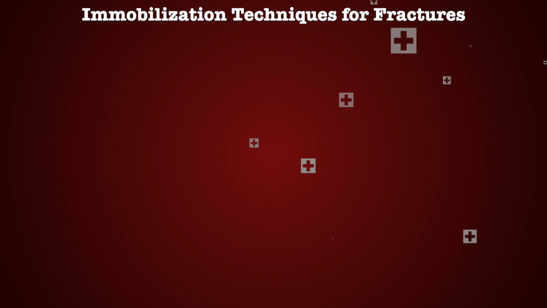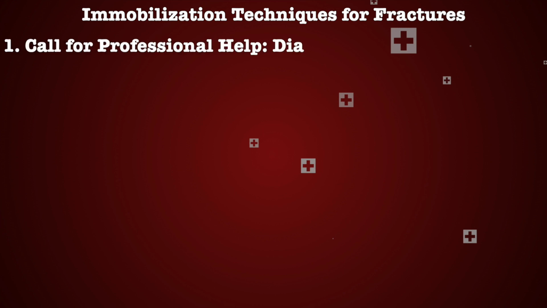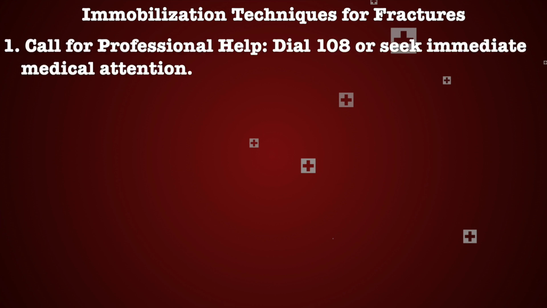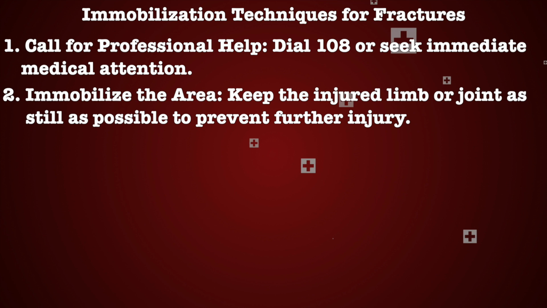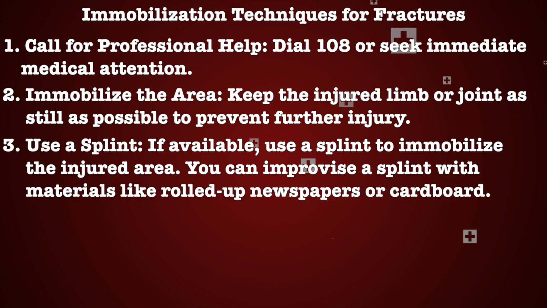Let us see this process. First one is call for professional help, means dial 108 or seek immediate medical attention. Second one is immobilize the area. Keep the injured limb or joint as still as possible to prevent further injury. Use a splint, means if available use a splint to immobilize the injured area. You can improvise a splint with material like rolled up newspaper or cardboard, as we can see in the picture.